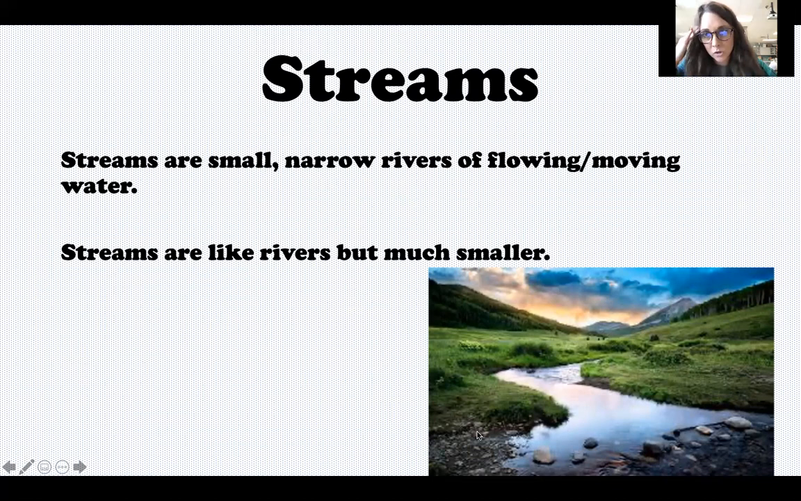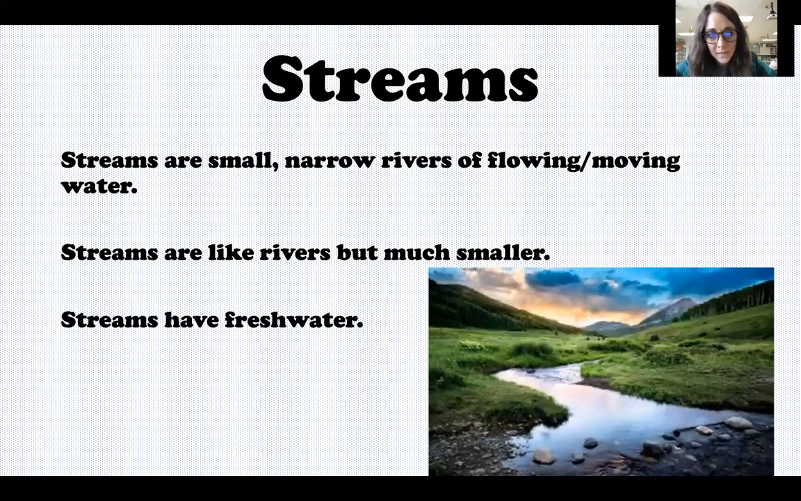But think back to the picture of the river, much, much bigger. You would not be able to safely just walk across that, right? And streams are freshwater.